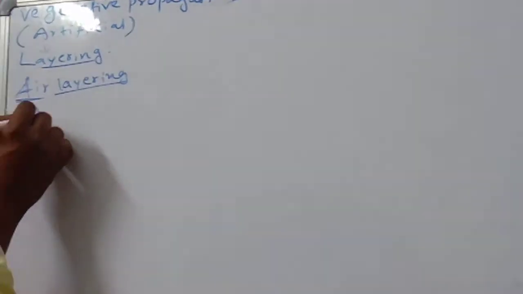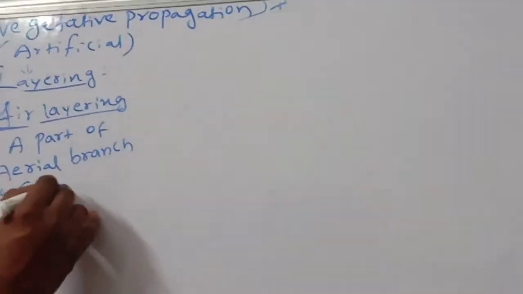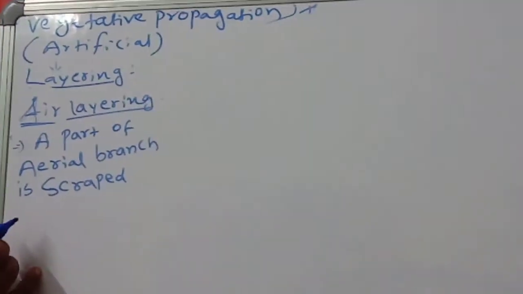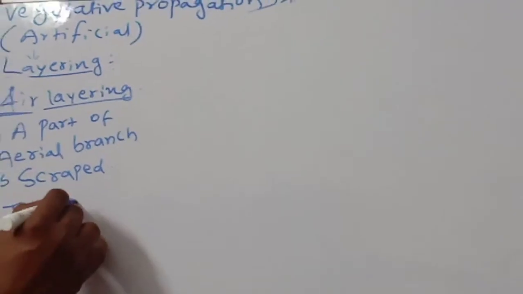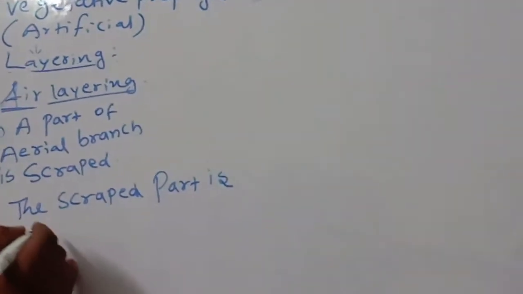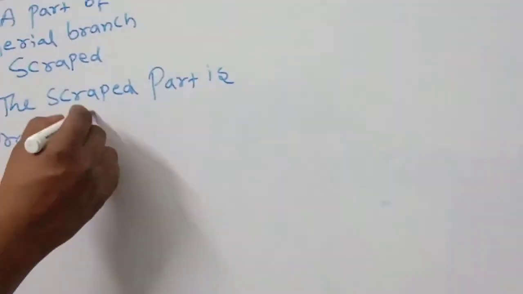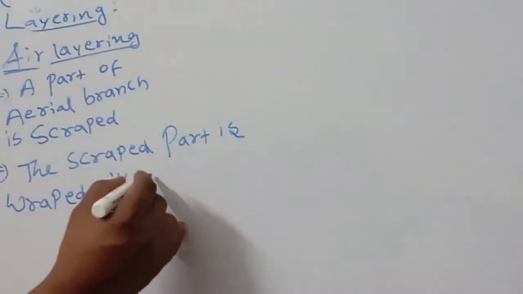A part of an aerial branch is scrapped. The scrapped part is wrapped with damp mud.